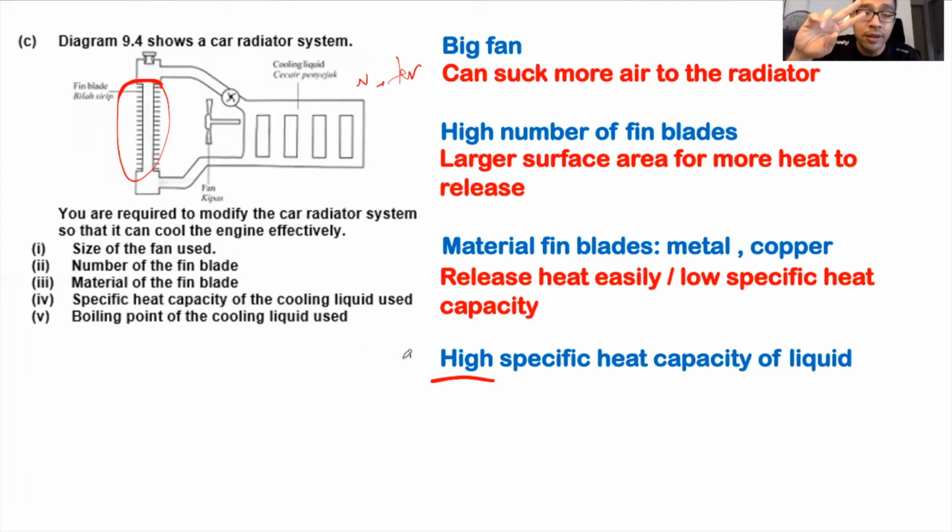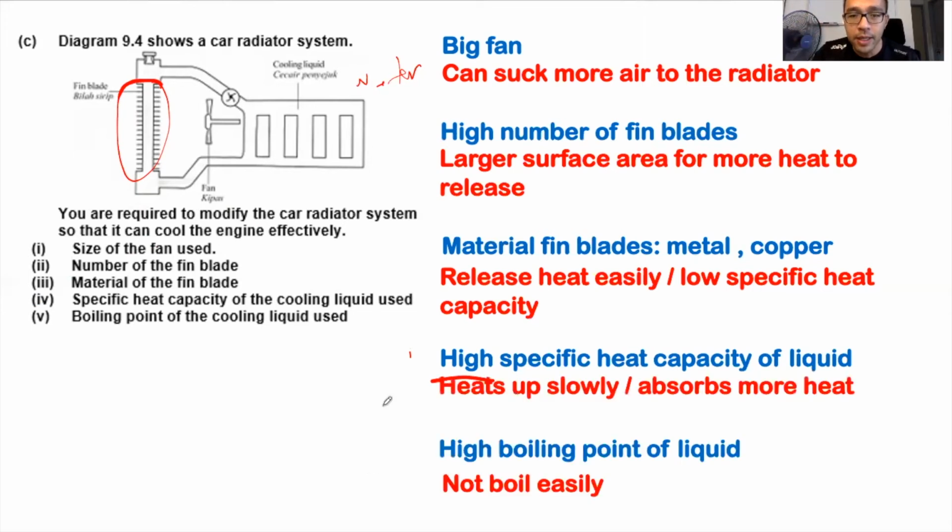What is the partner for high specific heat capacity? It gets hotter slower. Okay, it heats up slowly or it absorbs more heat. Okay, always the same one. High specific heat capacity heats up slowly. Low specific heat capacity cools down faster, heats up faster, depending on which situation you want. Boiling point of the cooling liquid used should be high so that it doesn't boil easily.